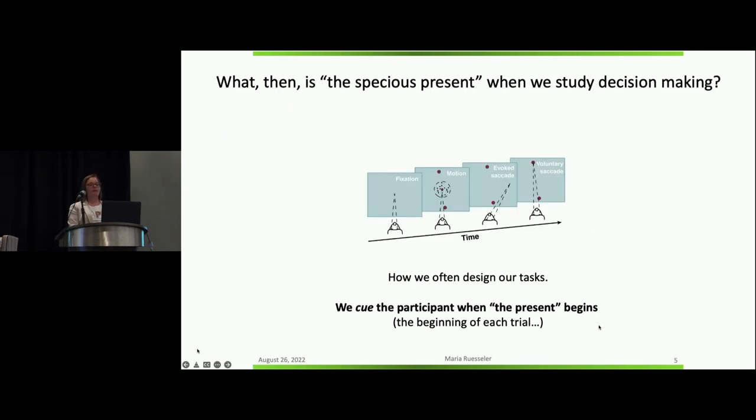So now let's turn back to decision making. Many of you probably know this paradigmatic task. The monkey fixates, and then a cloud of randomly moving dots comes on, and the monkey needs to make a decision in which direction the dots are moving. When we think about this task, we are actually explicitly cueing the monkey when the present begins, because that is when the moving dots come on, and ideally the monkey should equally weigh every evidence sample to make a decision.